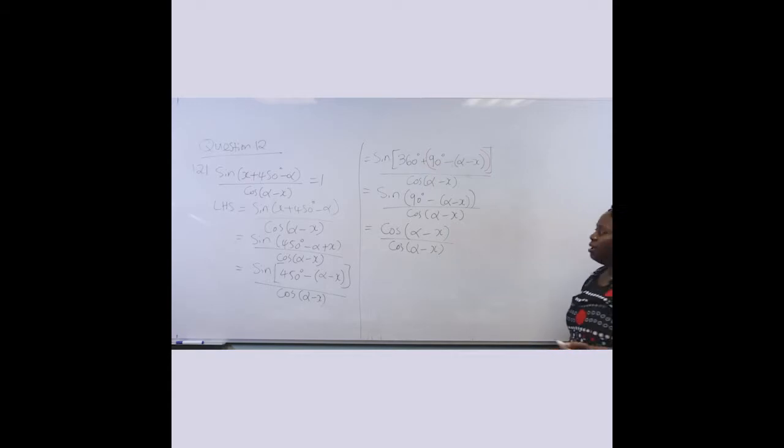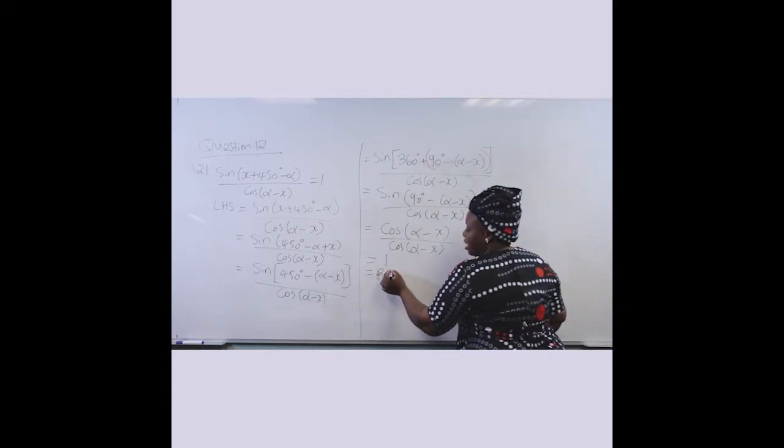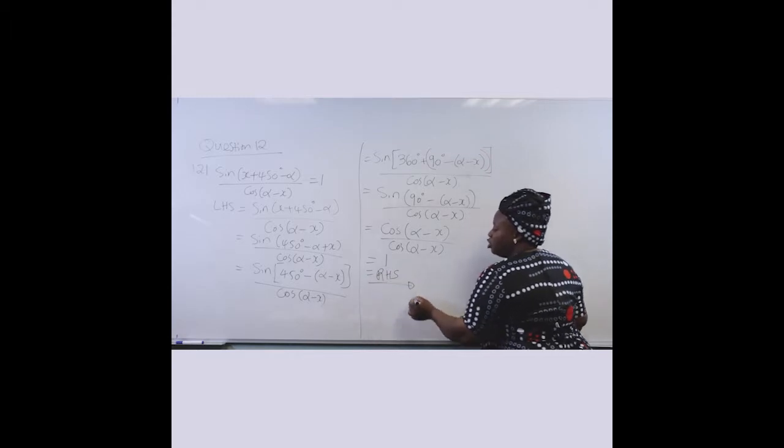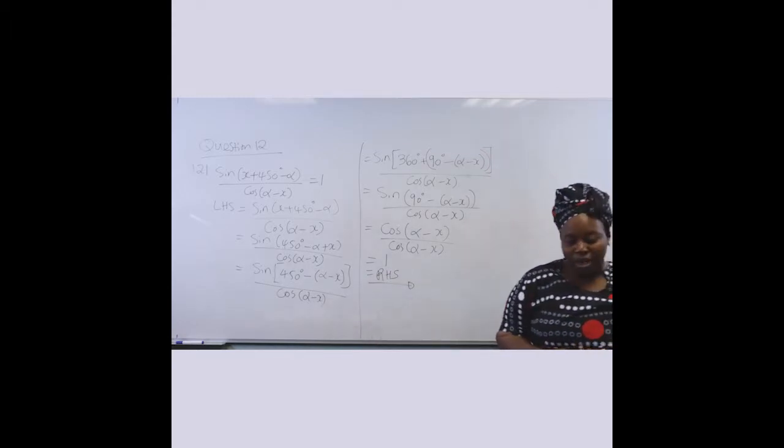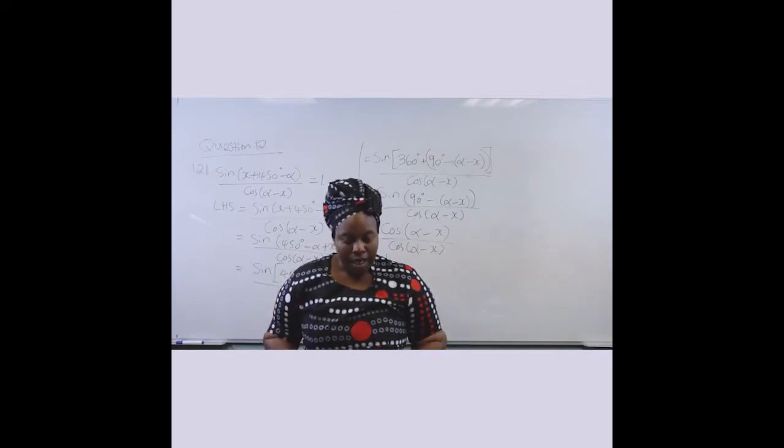Then we can cancel them. These two will give us what? A 1, which is our right-hand side. It just needs logic for you to go through that correctly. If you practice more, you will actually get it right.